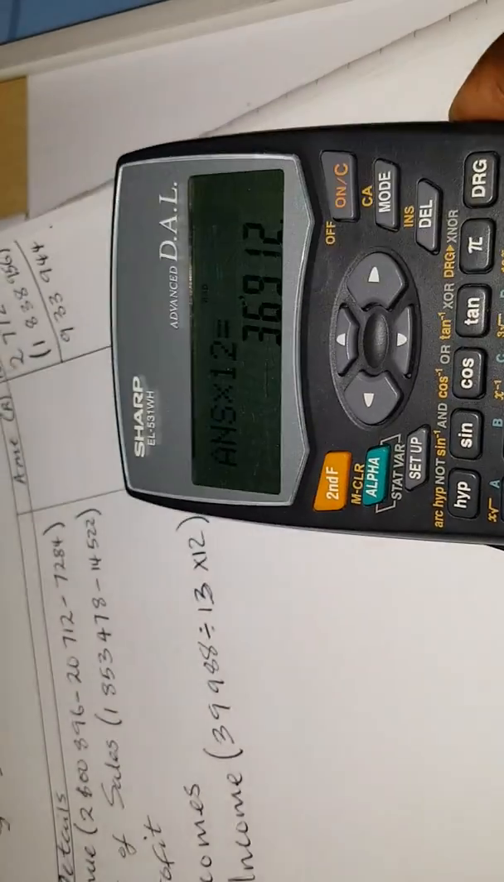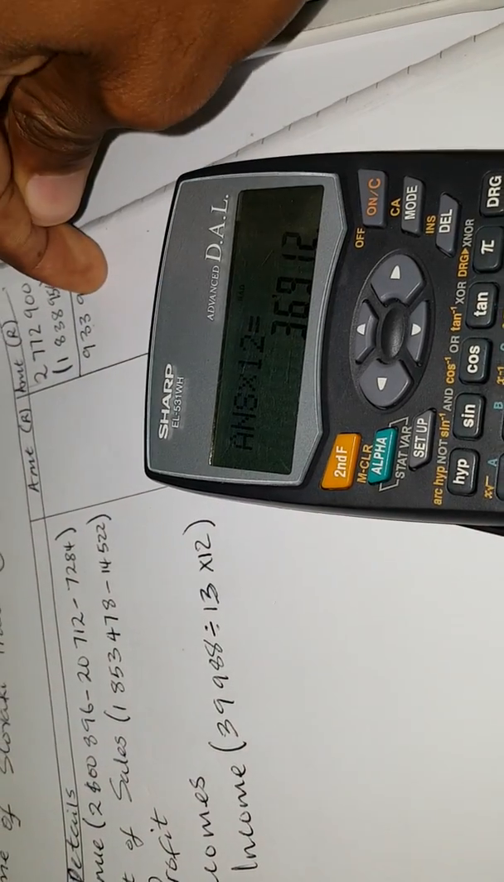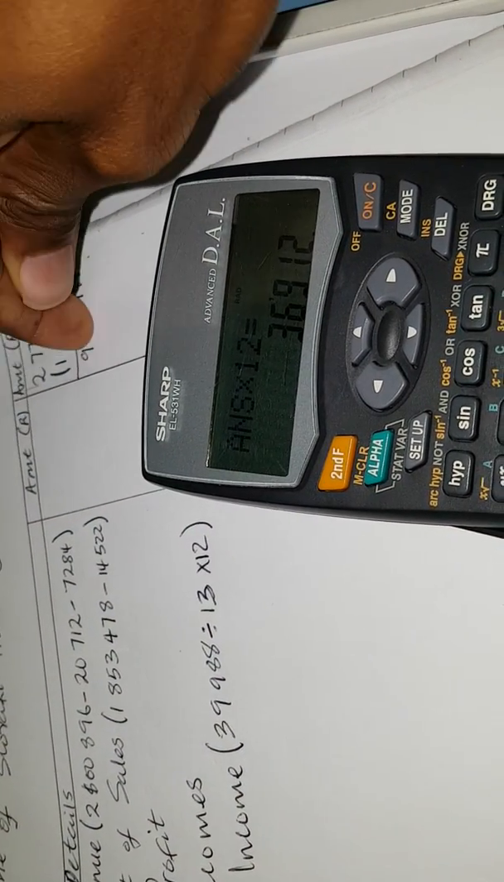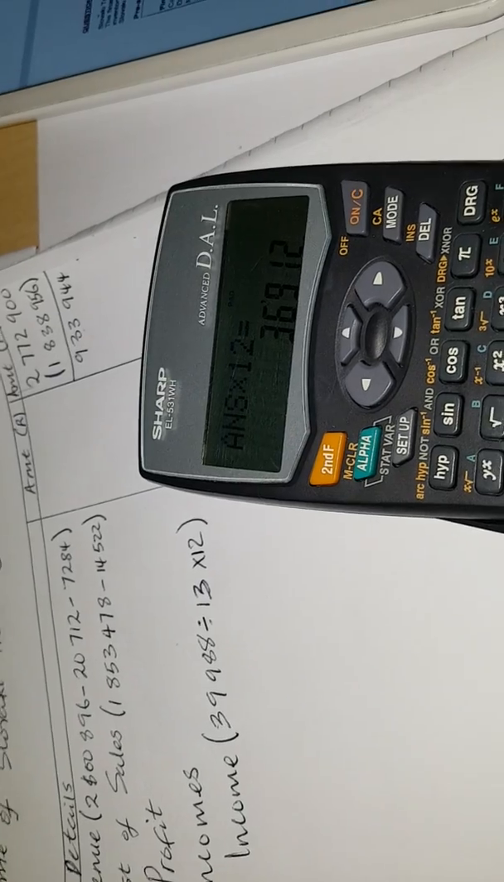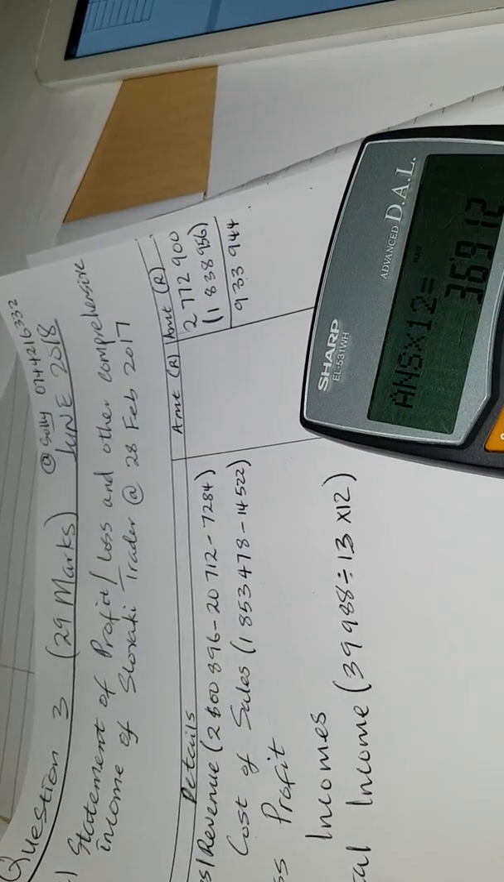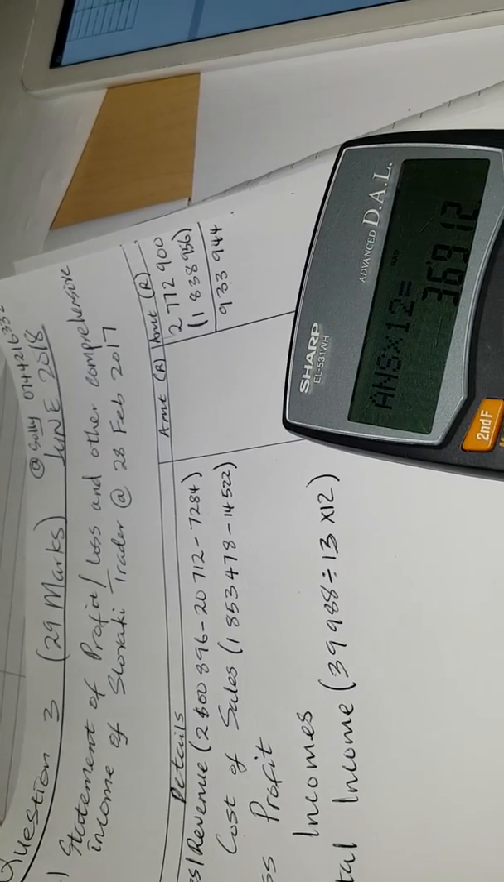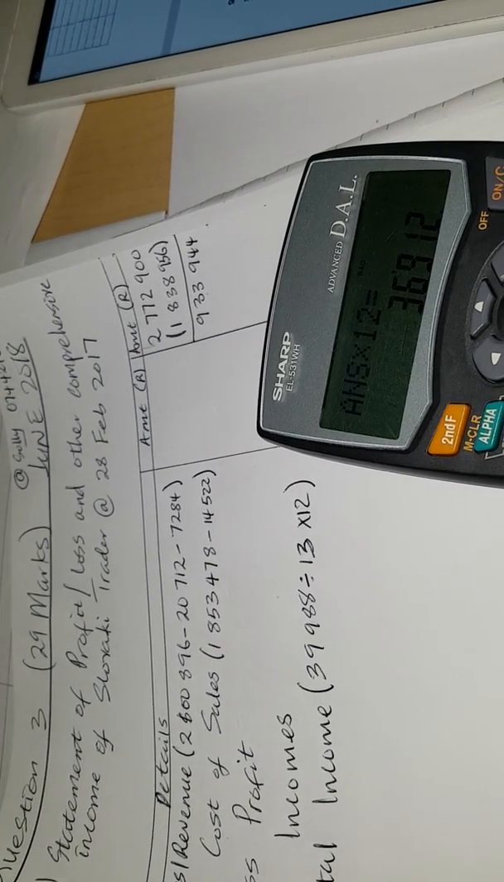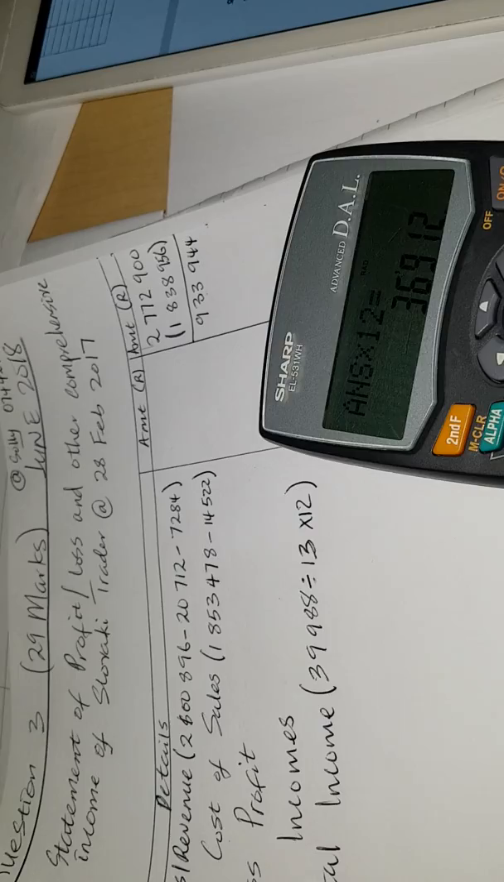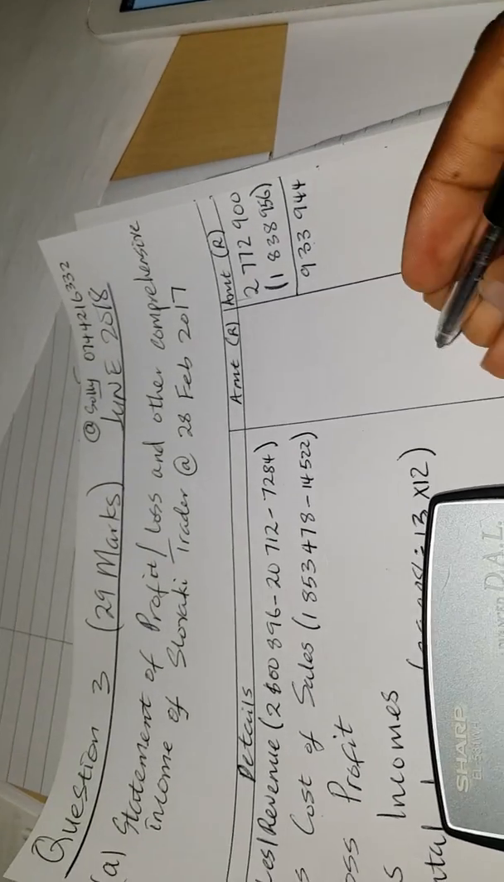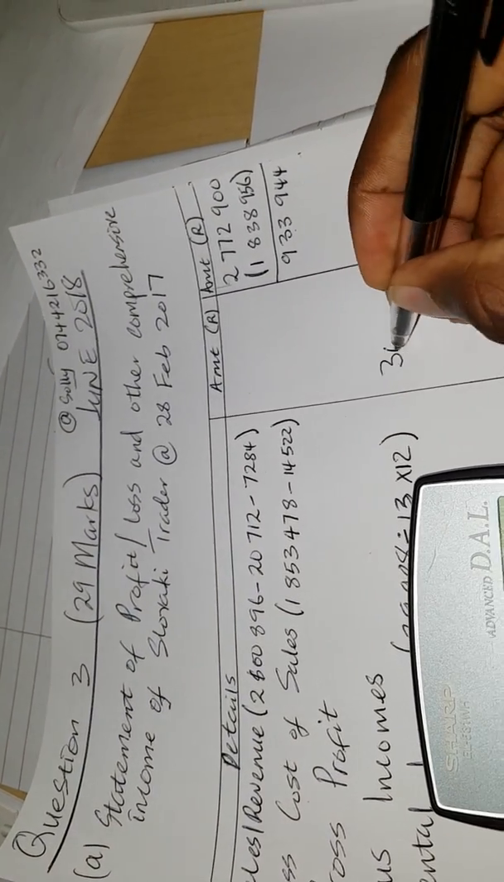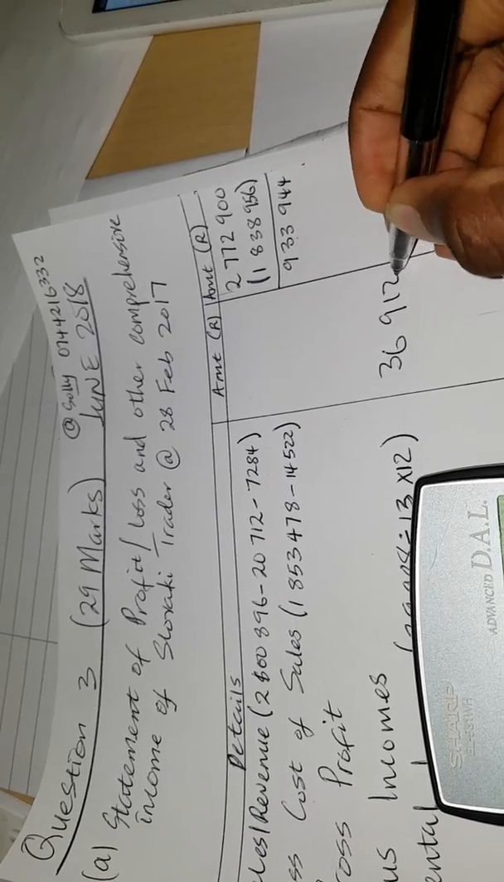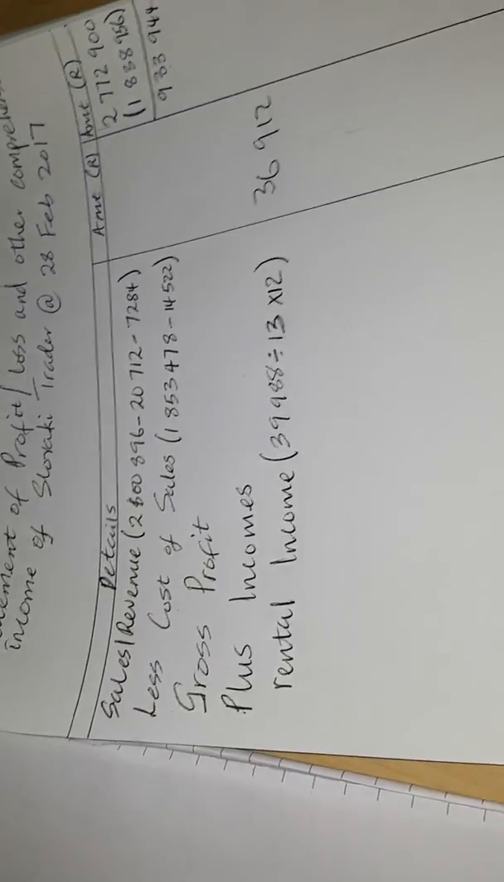39,988. So we need to eliminate the rent for March, because March is for the other financial year, not for our financial year. Remember, we close at the 28th of February 2017. So March 2017 is another financial year. So now we'll come and say our rental income is 36,912. Okay, what other incomes do we have?